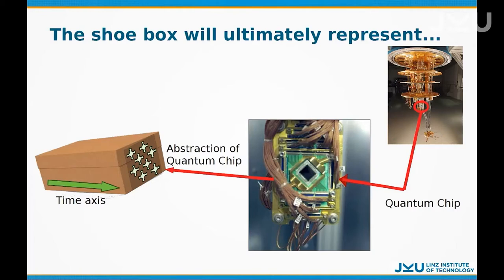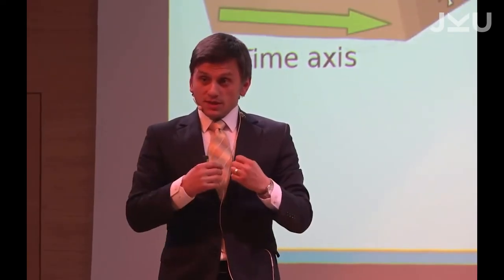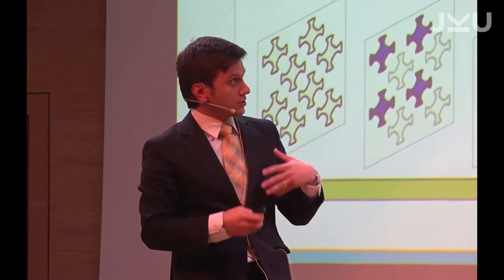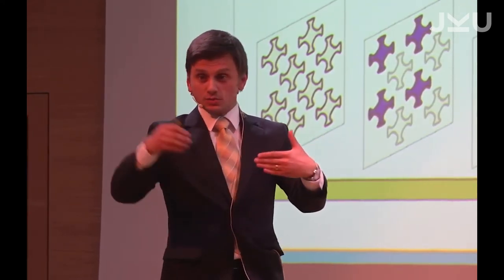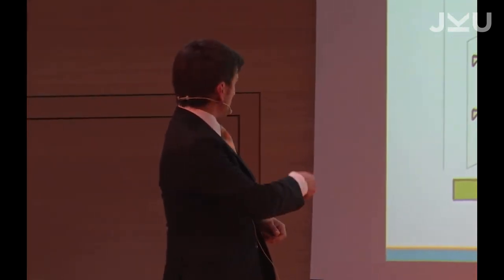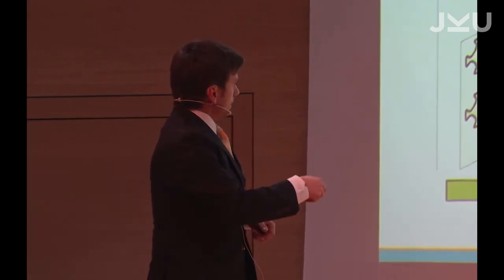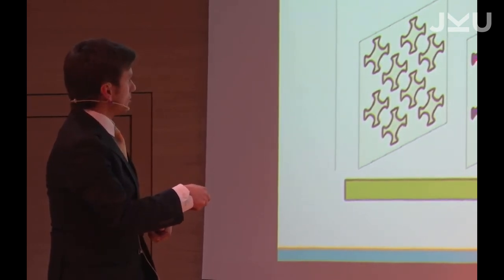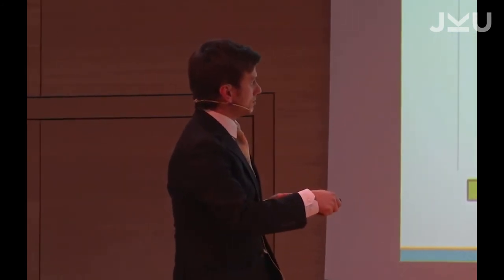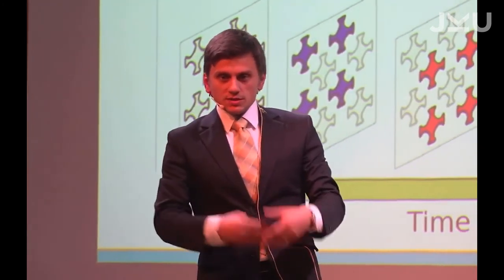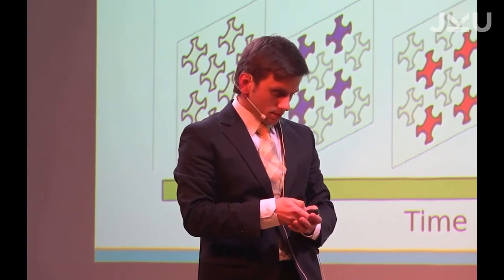which is placed in a big refrigerator close to absolute zero. So this means that your box is actually abstracting a time axis, the green axis, and the chip. Therefore, the shoebox is actually a sequence of instructions sent to the quantum chip placed in the refrigerator. If you see here on your left, the qubits, these ones, you can say that at a time instance 1, these qubits, represented by dots, are operated by a blue operation, afterwards the time instance 2 by a red operation, and so on. So the box contents, it's actually translated to qubit instructions sent in discrete time steps to the quantum chip.